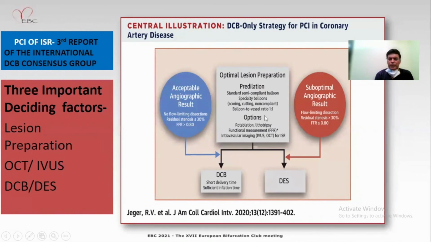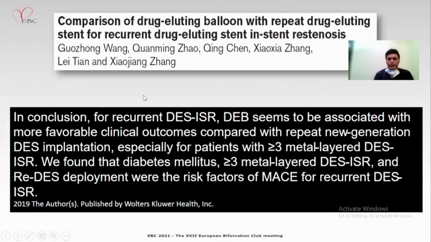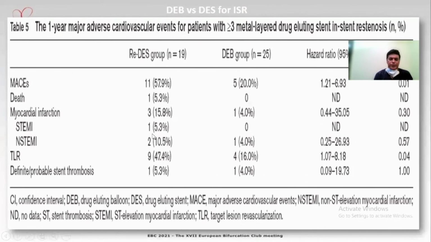If the optimal minimal luminal area is there, adequately prepared without any flow-limiting dissection, you can do the DCB. Even after DCB, if a suboptimal result is still there, and the FFR result is positive, then you can go with DES stenting. And here the study has shown very clearly, with multiple layers of stents, the DCB results are far superior. Compared to DES, the DCB results are better.